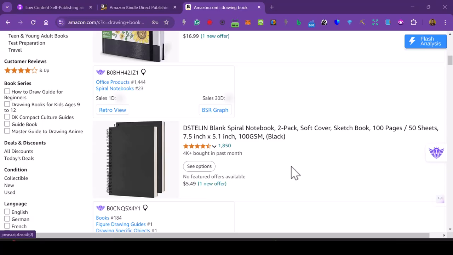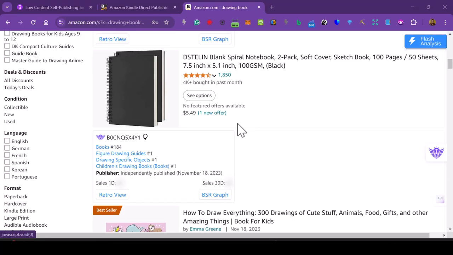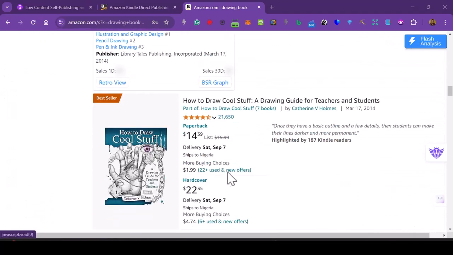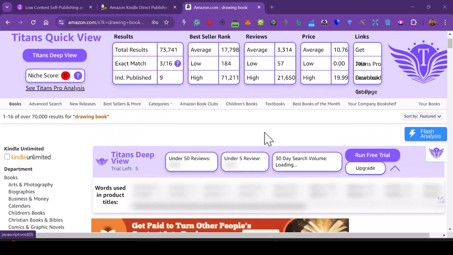As you can see, 5.49. Then we have $10, we have $16, we have $14, and we have a whole lot right here, but it has a bad niche score. That's how to carry out a competition research. So to know how competitive any book you are trying to publish is, you have to do a little bit of research to know how to fit into the market properly, to know how to position yourself in the market.